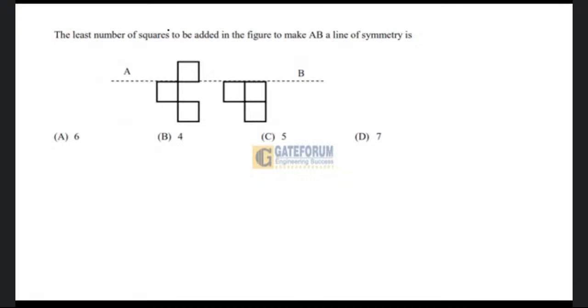The next one is equally simple. Just be careful you don't make silly mistakes. The least number of squares to be added in the figure to make AB a line of symmetry is what? Okay, so the squares on both sides must be the same.